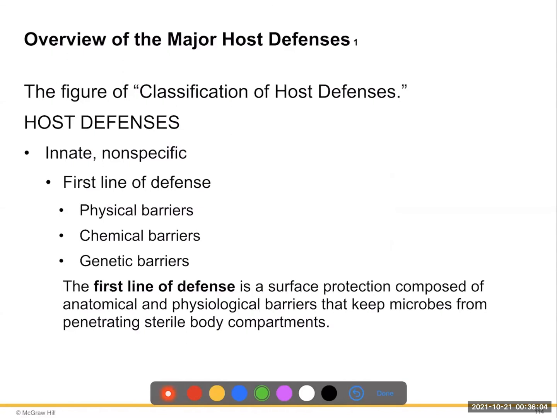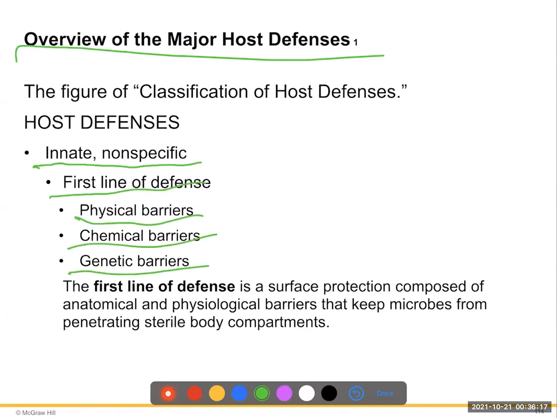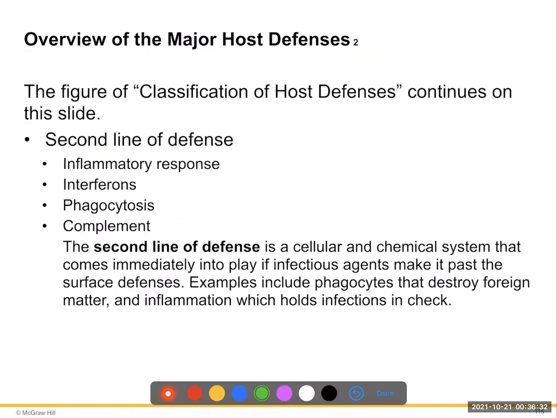Okay, so an overview of our major host defenses. Innate is non-specific. Adaptive is specific. So innate is non-specific. It's our first line of defense: physical barriers, chemical barriers, and genetic barriers. First line of defense is a surface protection composed of anatomical and physiological barriers that keep bacteria from penetrating sterile body compartments. That's the definition of it.